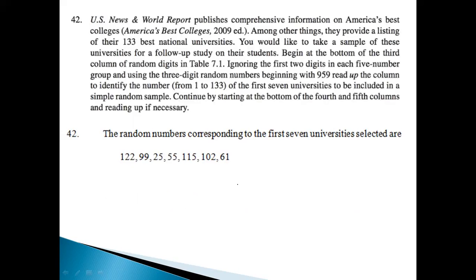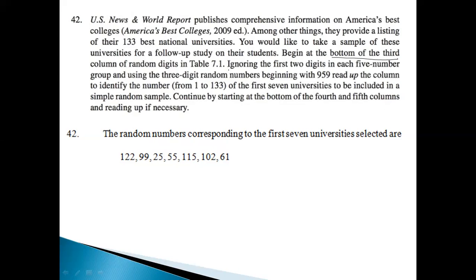All right, so the U.S. News and World Report publishes comprehensive information on America's best colleges. Among other things, they provide a listing of their 133 best national universities. You would like to take a sample of these universities for a follow-up study on their students. Begin at the bottom of the third column. So note here, it's the bottom of the third column of a random digit in table 7.1.